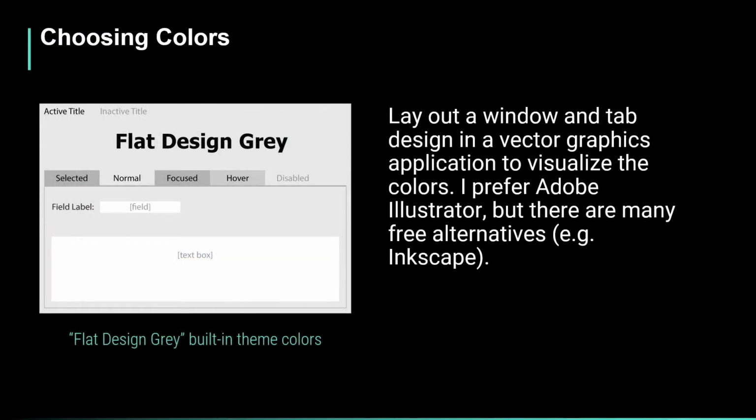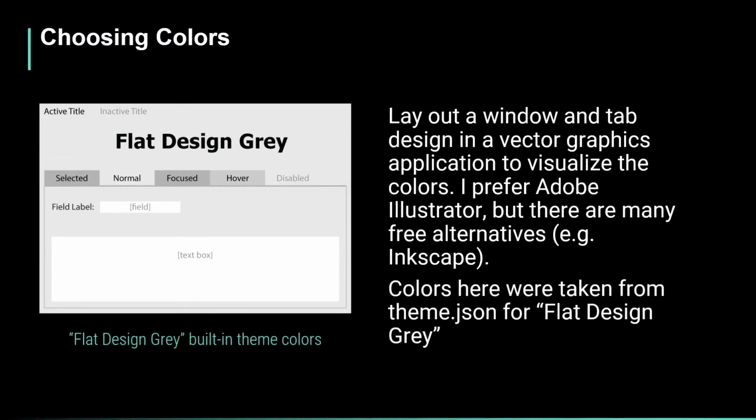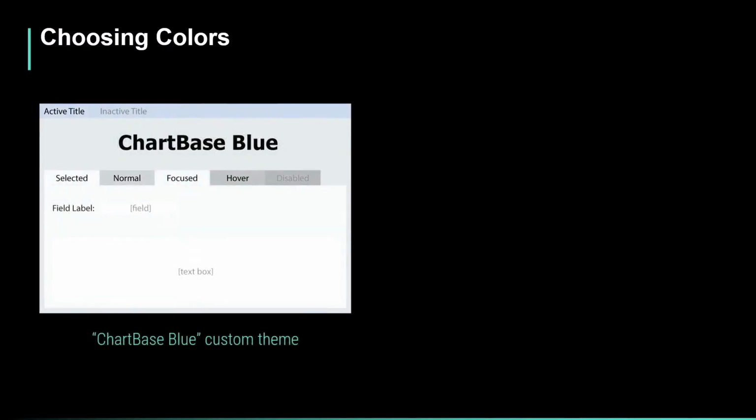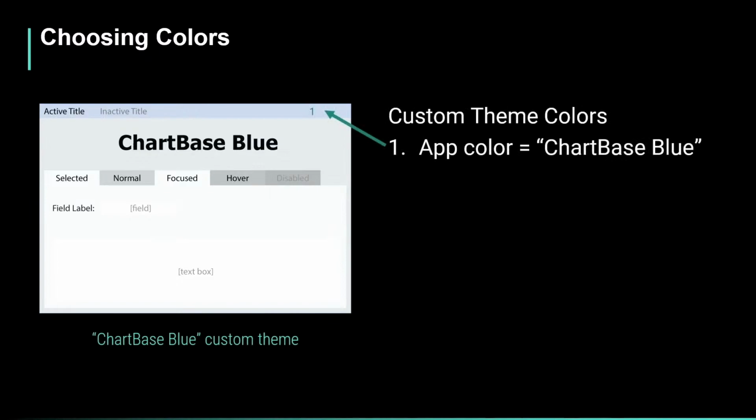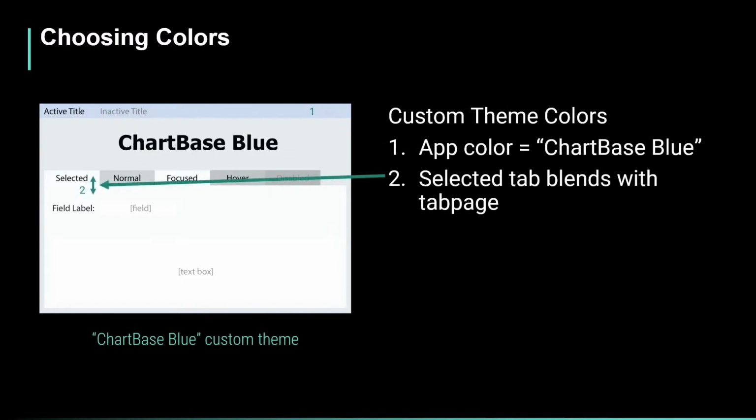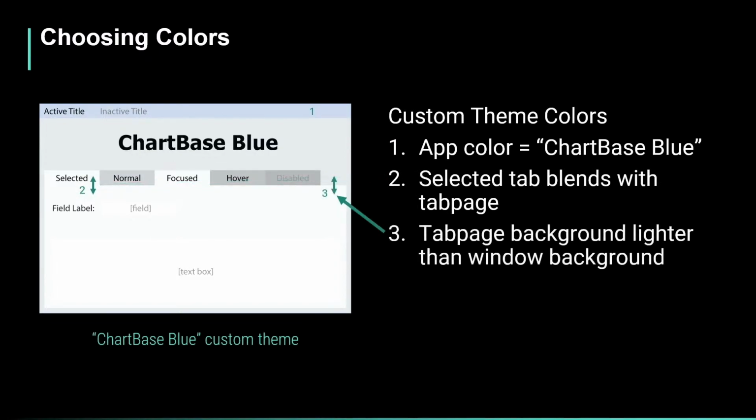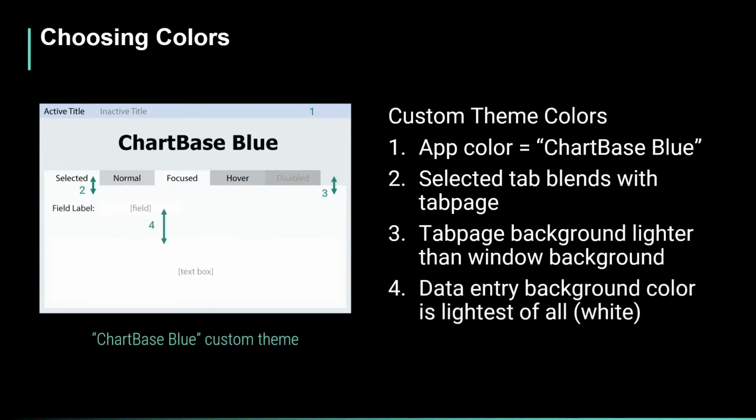To choose colors, I recommend mocking up a window and tab control in a drawing program so you can visualize the design. Here's a mock-up for the Flat Design Gray theme. And here's our custom theme. I'll point out the changes that we made. We picked a custom color for the window title bars. We wanted the selected tab to blend in with its tab page. We wanted the tab page background color to be lighter than the window background. And we wanted data entry fields and text boxes to be white so they showed up against the tab page background.